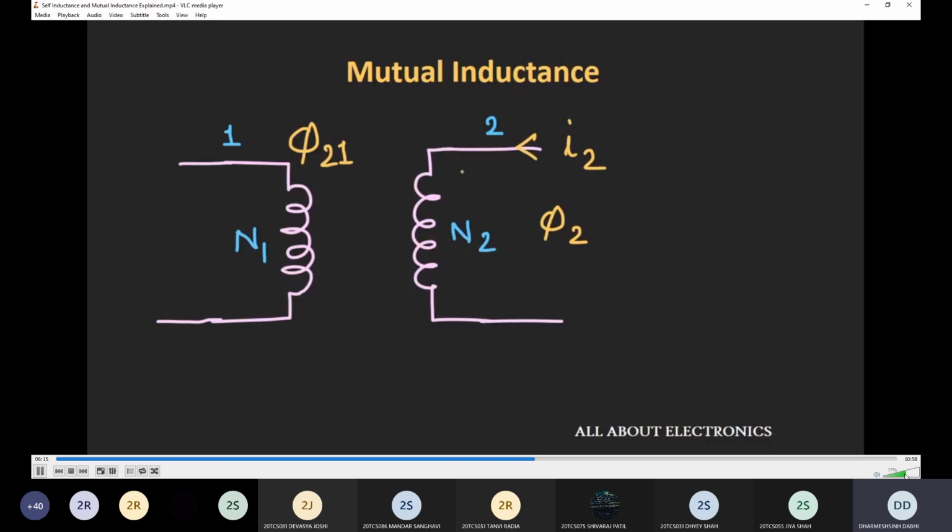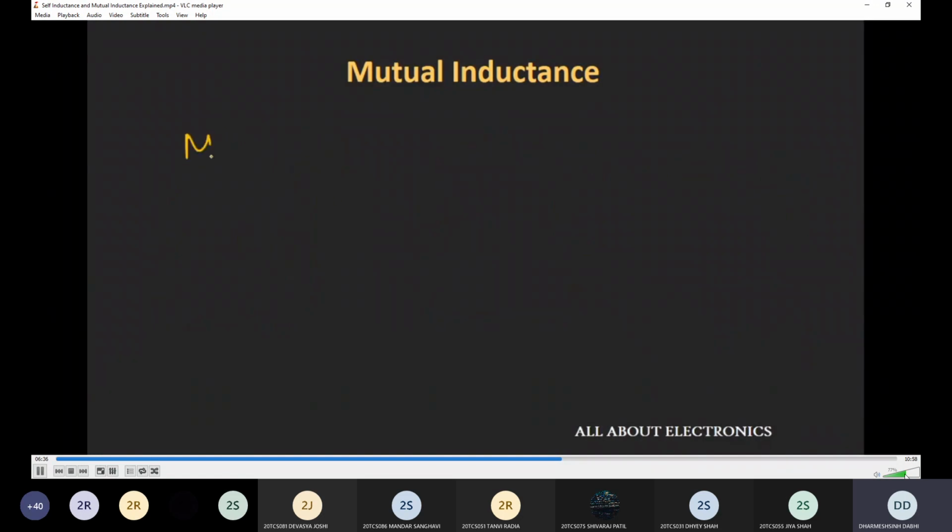Similarly, if current is flowing in the coil number 2, and because of that the voltage is generated in the coil number 1, then the mutual inductance M can be given as N1 into φ21 divided by I2, where φ21 is the flux that is linked to the coil number 1 because of the current that is flowing in the coil number 2. So now we can write mutual inductance M is equal to N2 into φ12 divided by I1 is equal to N1 into φ21 divided by I2.